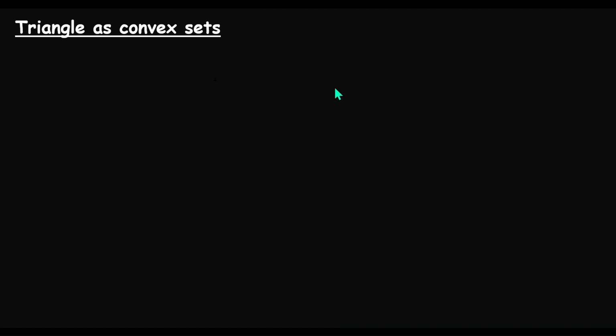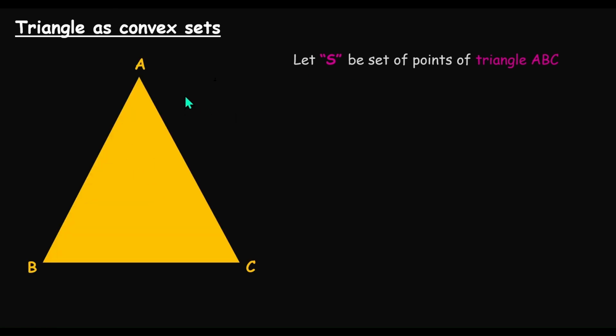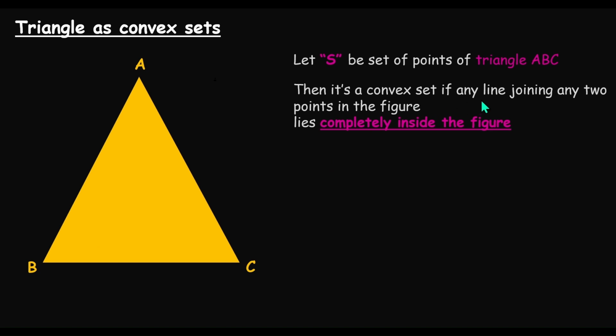So for convex sets, let's take S to be the set of points of triangle ABC. Now let's take a triangle again. We have a triangle ABC. And for it to be a convex set, for any 2 points lying inside the triangle, the line joining them should also lie completely inside the triangle, right? So the line joining any 2 points in the figure lies completely inside the figure.